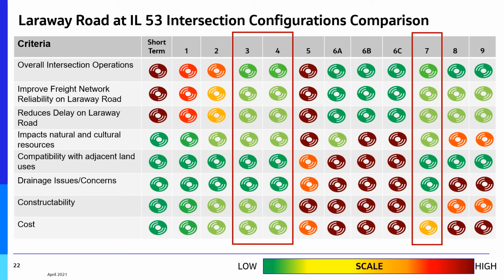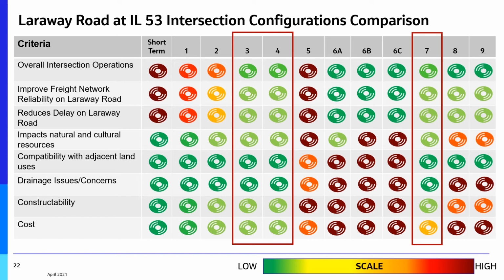Of the configurations considered for Laraway Road at Route 53, 3 are recommended to be carried forward. These intersection options achieve a balance between providing good mobility during most periods of the day without over-designing to the point where the intersection becomes too large for pedestrians to navigate. A couple observations.